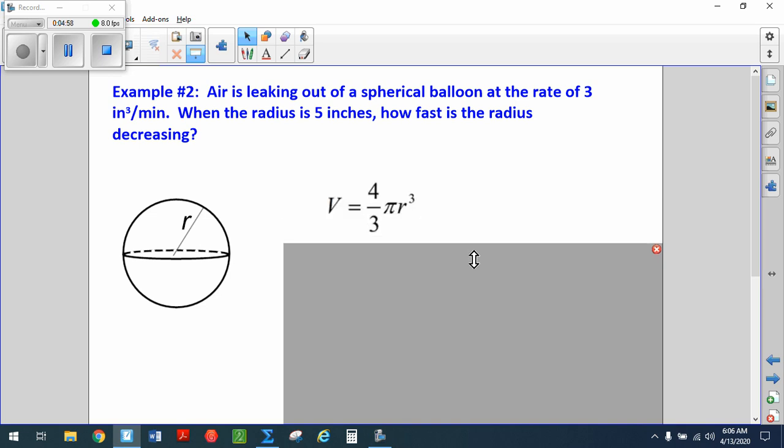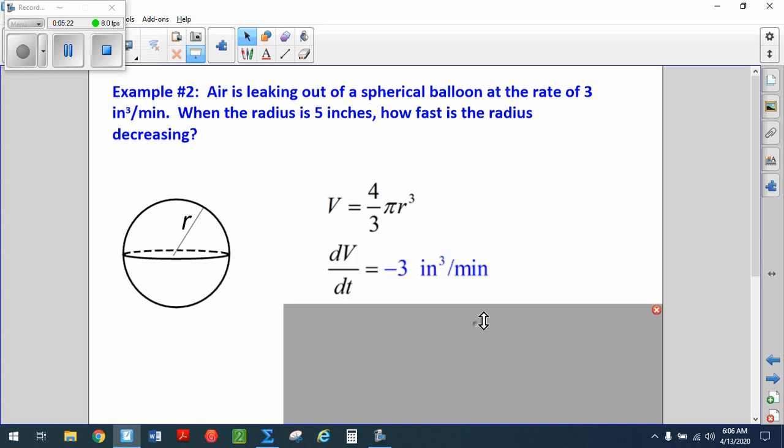So I usually start with an equation that I think relates everything, and then I go through and see if I have everything covered. That's just my standard way of doing these. So volume of a sphere is 4/3 pi r cubed. So my variables are V and r. So then the question is dV/dt and dr/dt. What do I have? What do I not have?